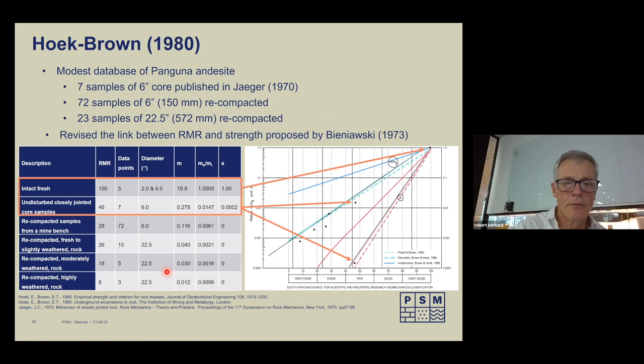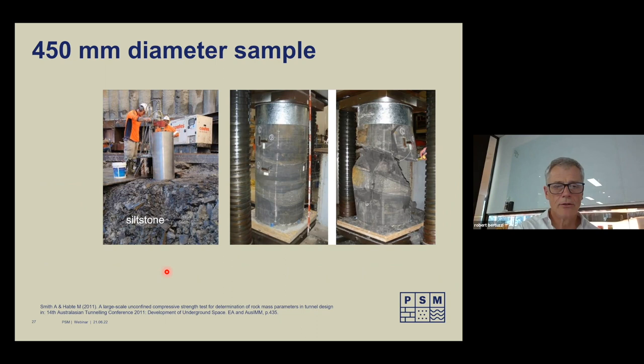And just to further understand the context of that 1980s rock mass database, here's a couple of photographs that my colleagues, Adrian Smith and Michael Habte, collected: a large sample, 450 millimeter diameter sample of siltstone. And you can see the size of it compared to a couple of guys. Relative to this lump of siltstone, even that big size, you can think, well, it doesn't represent the whole rock mass. It just represents a small section, but it's still an unwieldy lump of rock to move and to test.